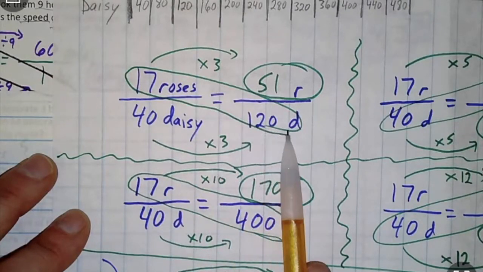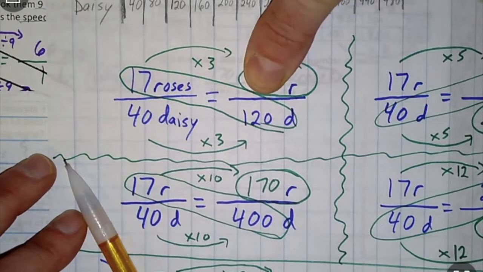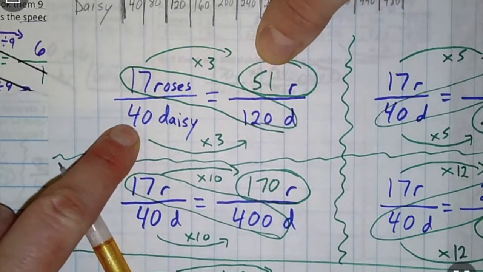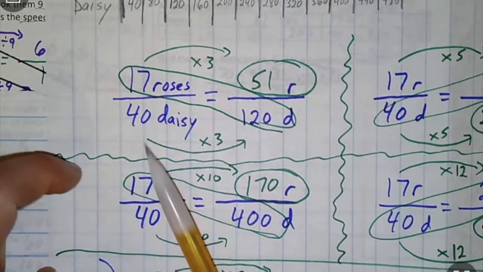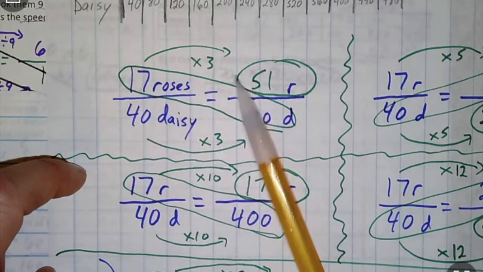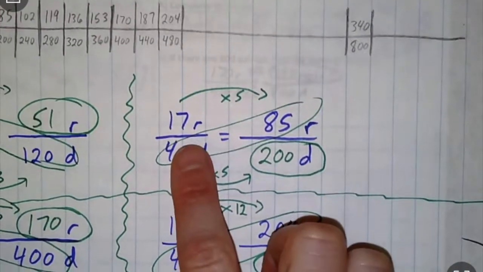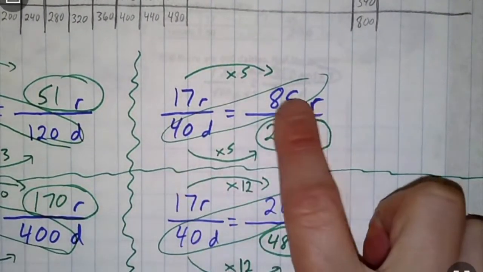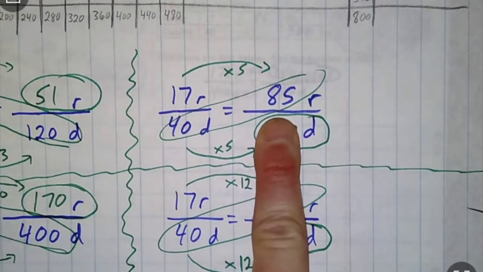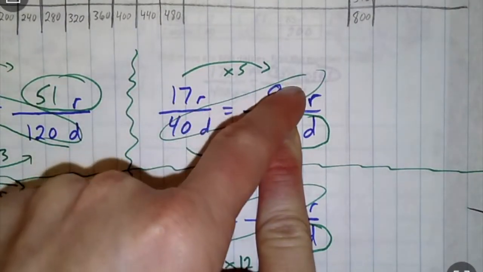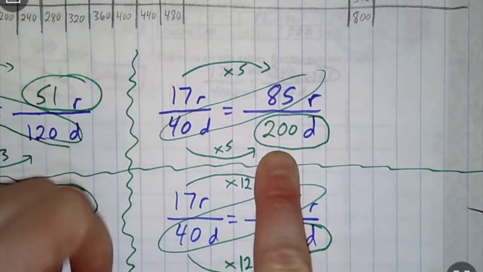We knew there was 120 daisies. We were missing the roses. Solve it cross products. Multiply the two across. Divide by this one to solve for 51. Some people see the ratio is getting bigger times 3. Okay, you could continue on to the next one. The next one we were missing, we had 85 on the top. We were missing the 200 on the bottom. So when I set that one up, 17 roses to 40 daisies, 85 on the top, we were missing the number on the bottom. Some people see it times 5, or you solve cross products. Multiply the two across you have, divide by the number left, and you would get your 200.